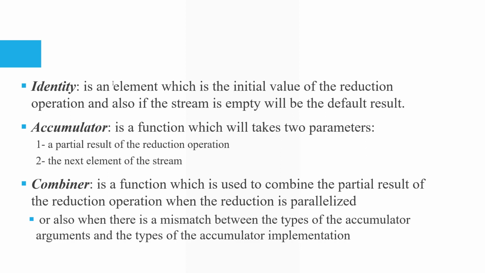The second element is accumulator. It's a function which will take two parameters. The first one is a partial result of the reduction operation, and the second one is the next element of the stream. The third element is combiner. It's a function which is used to combine the partial results of the reduction operation when the reduction is parallelized, or also when there is a mismatch between the types of accumulator arguments and the types of the accumulator implementation.